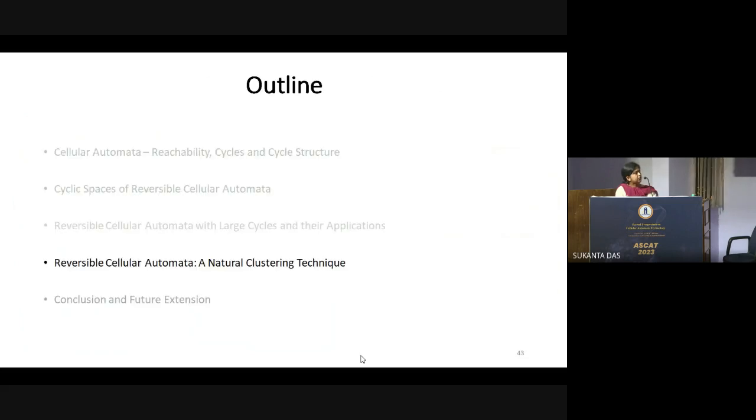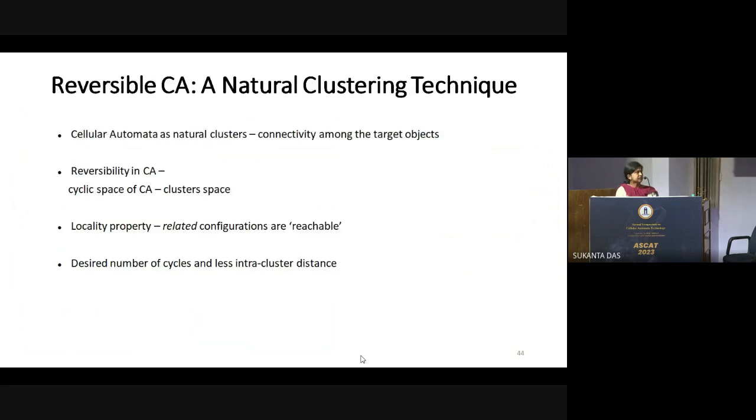Next we move to reversible cellular automata as a natural clustering technique. Now, I want to tell you one thing. If we look at reversible cellular automata, in the cyclic space all the configurations are connected in such a manner that they are reachable from each other. What does it mean actually? Every cycle can be considered as a cluster, and the reachability property also holds here, which is called the locality property. That means one configuration is reachable from a set of other configurations.